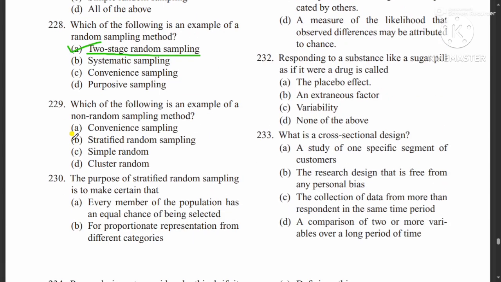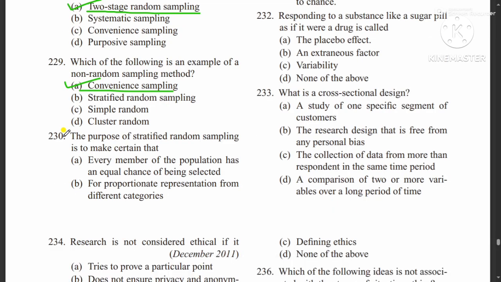Which of the following is an example of a non-random sampling method? Option A, convenience sampling. The purpose of stratified random sampling is to make certain that option B, proportionate representation from different categories.